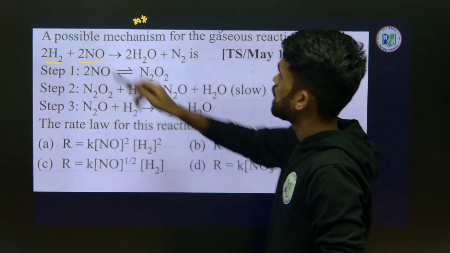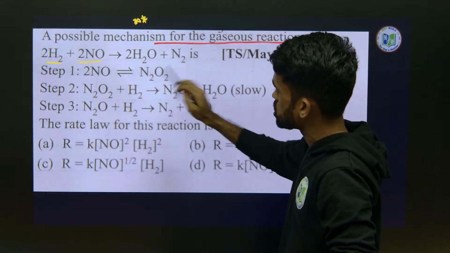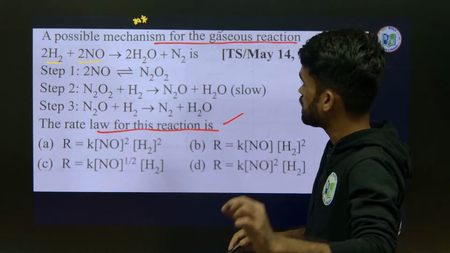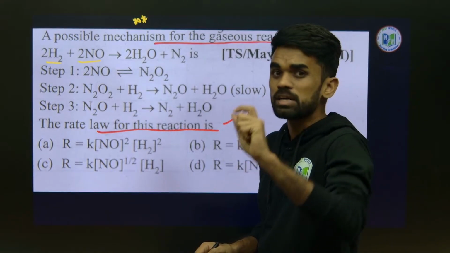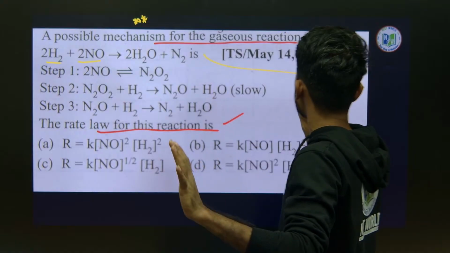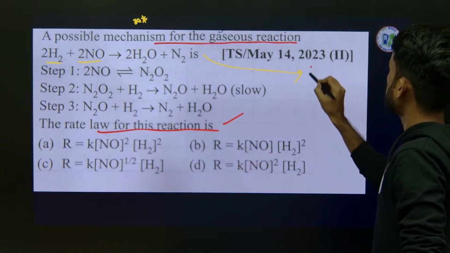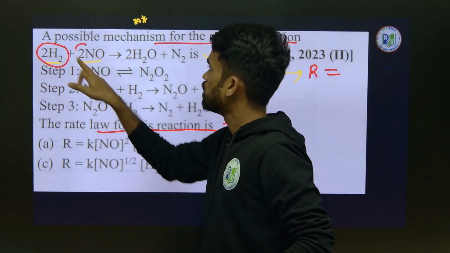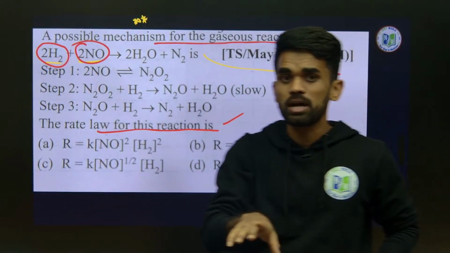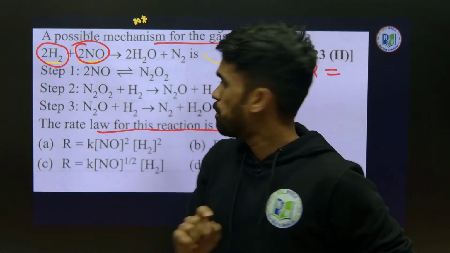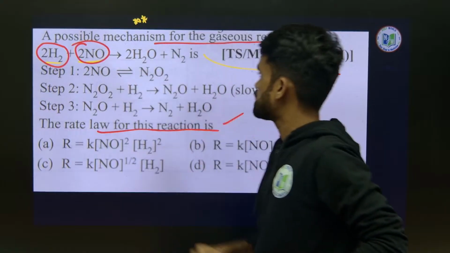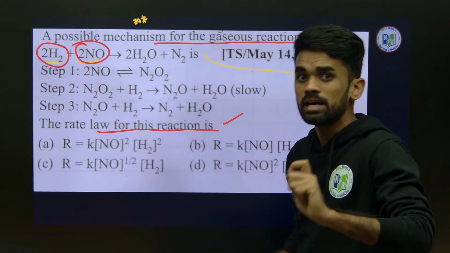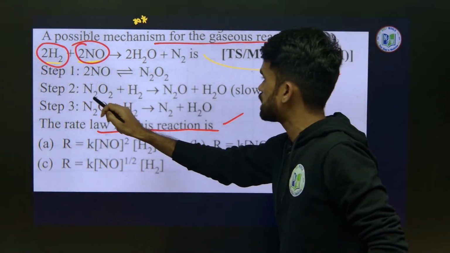They are asking a possible mechanism for this gaseous reaction given with 3 steps. The rate law for this particular reaction they are asking. See, it feels a little lengthy but very easy to calculate. See, very simple it is. First of all, whenever you are writing rate law, that should be written for reactant molecules only. Okay, you need to have only reactant molecules in your rate law. Okay, but you know this reaction is taking place in this many steps, but for a complex reaction, you need to write rate law from the slowest step, that is the rate determining step.